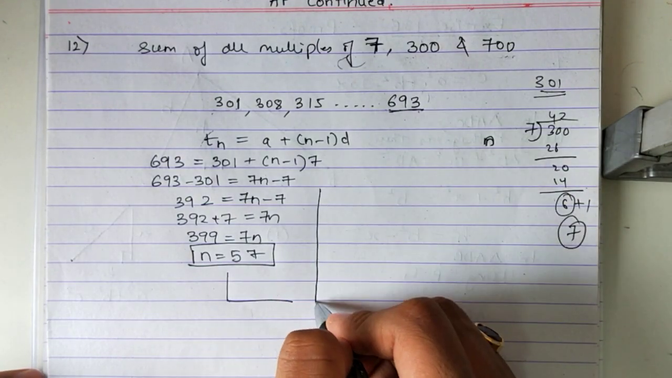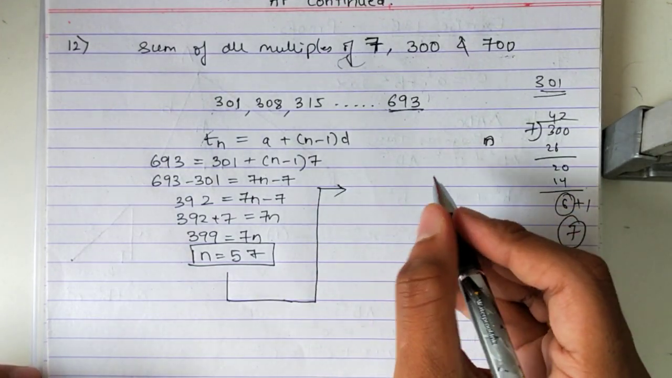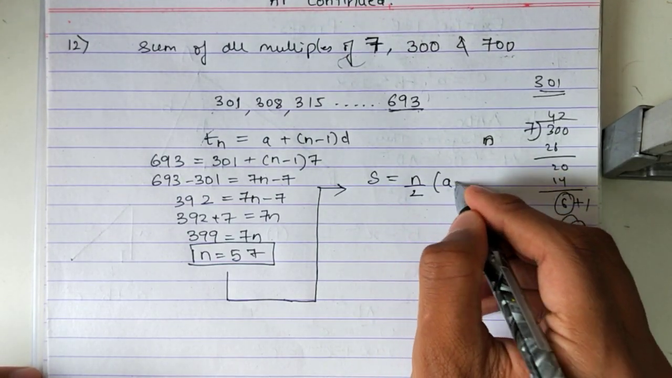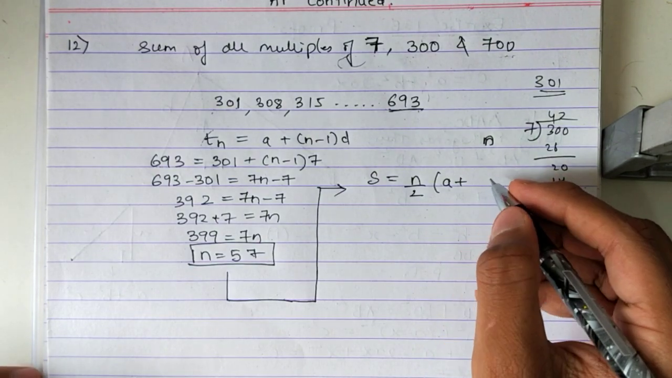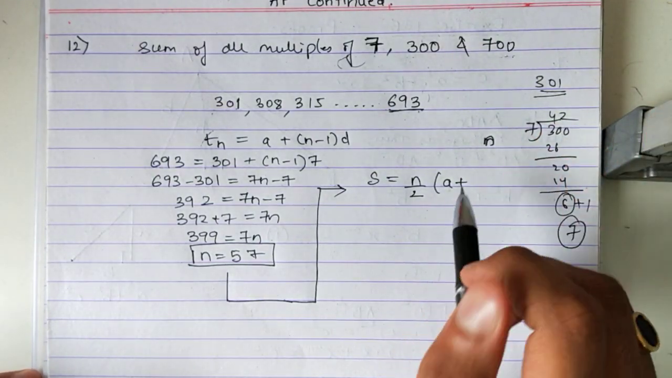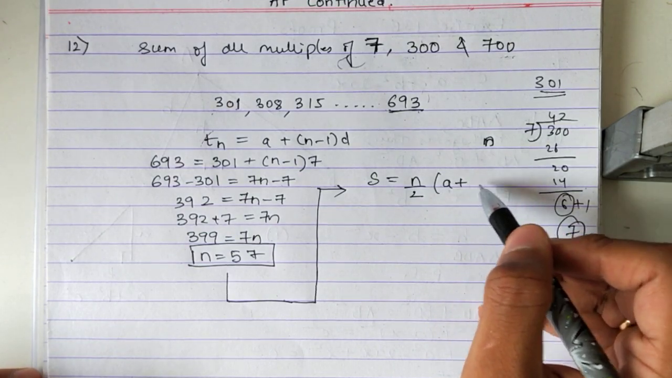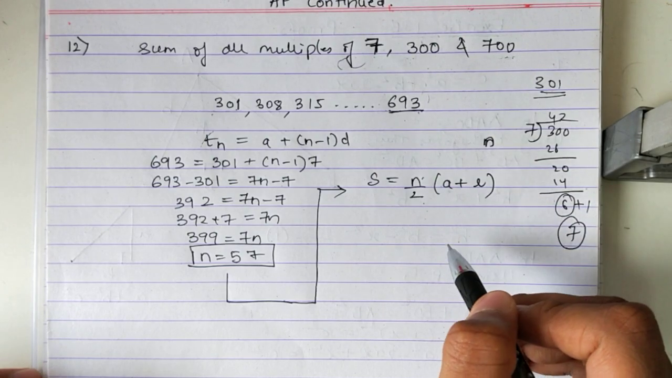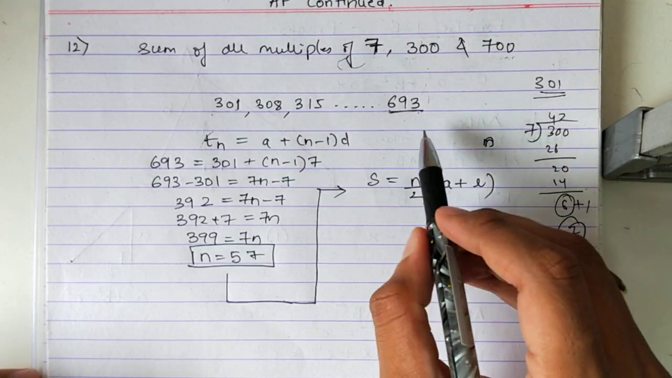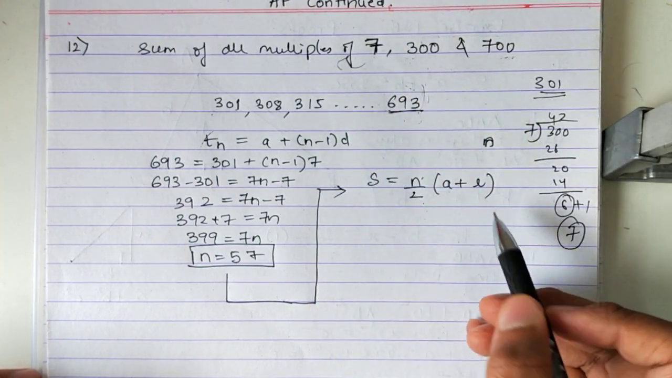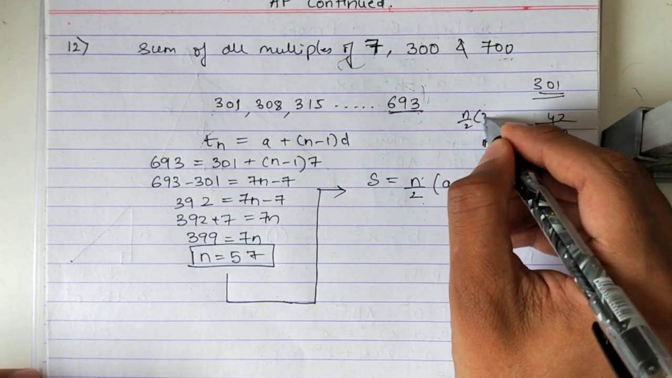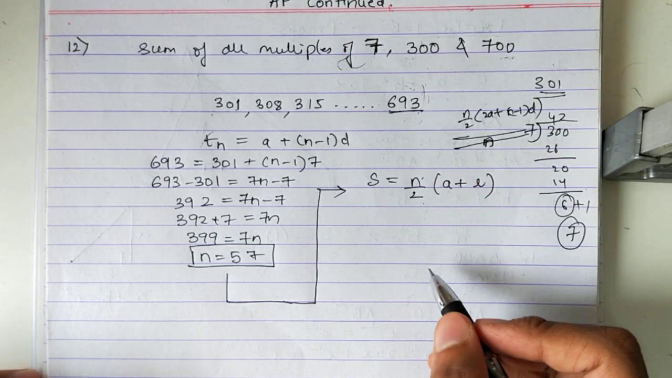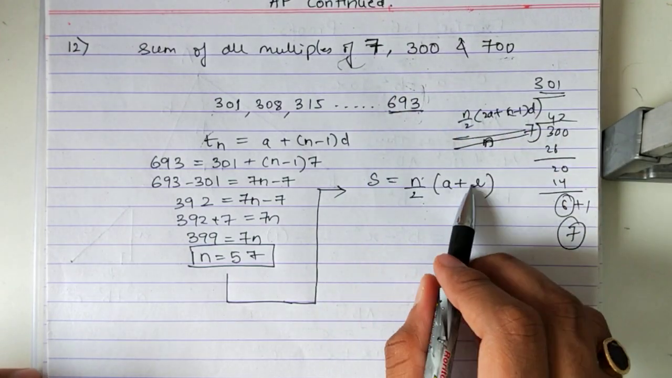Now once I know the number of terms, I can use the formula of sum. Sum is n upon 2 into a plus. Now there are two formulas of sum, I had told you. First formula is n upon 2 into 2a plus n minus 1 d, and another formula is n upon 2 into a plus l. L means the last term. So if the last term is given in the question, you can use this formula. Otherwise you have to use the other one. But here it is not needed because we know the last term. So I can directly put the last term here.